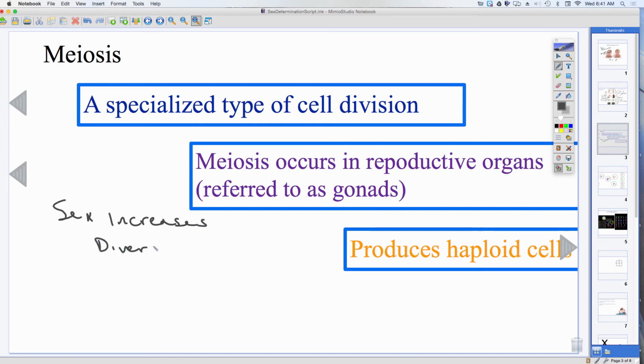And this is a really important part of our understanding of genetics and meiosis. Sex increases genetic diversity because it mixes the genes of two individuals.